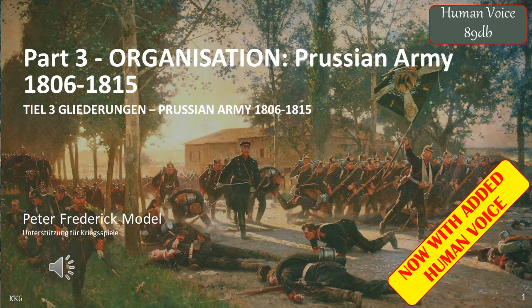This is part 3 of my organisational series of videos. In this case, I've moved over to the Napoleonic Wars and will be covering the Prussian army between 1806 and 1815. I created these videos in order to assist in my efforts in creating army lists, but the bulk of the video is a historical analysis of the TIEL, or Gliederungen, of the Prussian army between the years of 1806 and 1815. Only the last part will cover converting this into a force mix for an actual figure game.